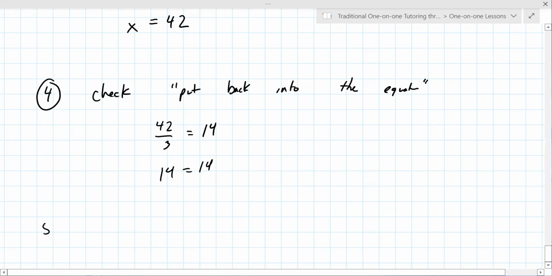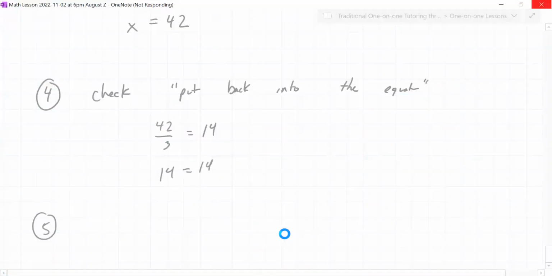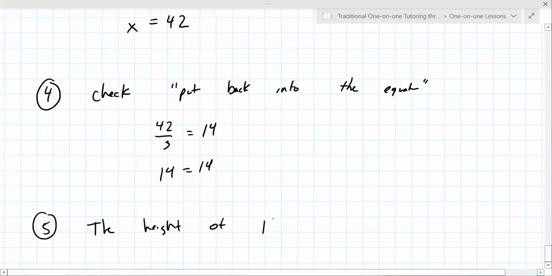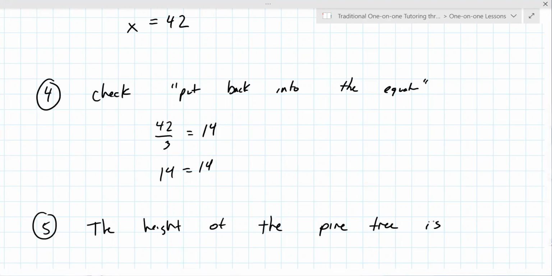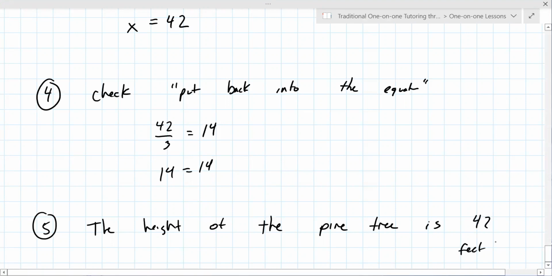And then 5 is to write a sentence that says, hey, this is the answer here. So we would say, the height of the pine tree is, whoa, sorry, my screen's not working. Or the pine tree is 42 feet tall. Yes, perfect. And you've got to have the units in there.